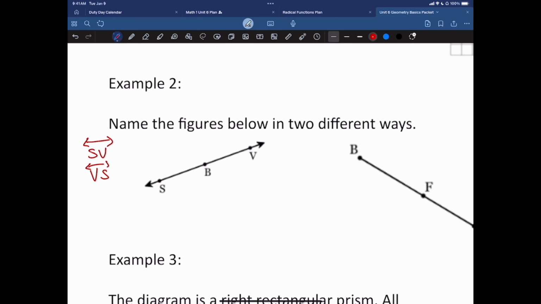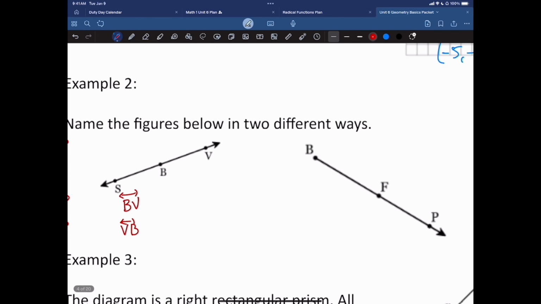Doesn't matter the order. I can also say line SB, right? Because it's going to continue on beyond B and S. So another way to say this is line SB and BS. And then the last one, we have BV, right? We just need 2 points. So we can say BV and VB. And those are all the ways that you can label this line. And you just need to pick 2.